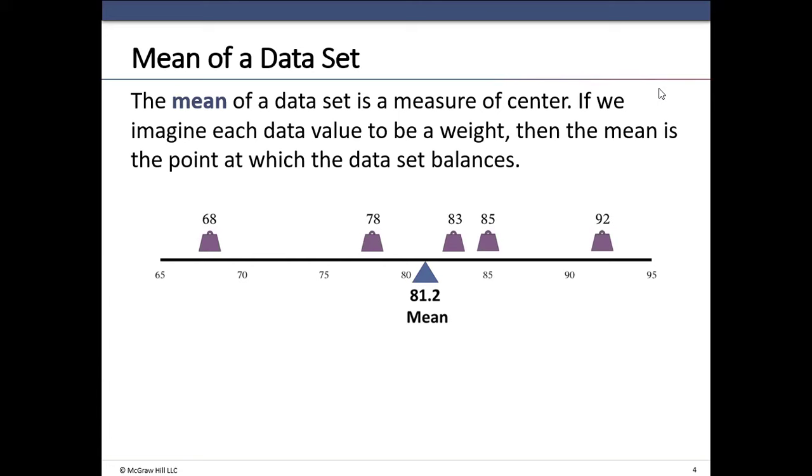That means it will not go down on the right because there are three numbers on the right of the mean. It will not go down if we put the fulcrum at 81.2 because of the heavy three weights on the right-hand side of the mean, or it will not go up because there are only two numbers on the left of the mean. So if we put the fulcrum at the mean at 81.2 for these five numbers, the scale will just be balanced and lie horizontal.